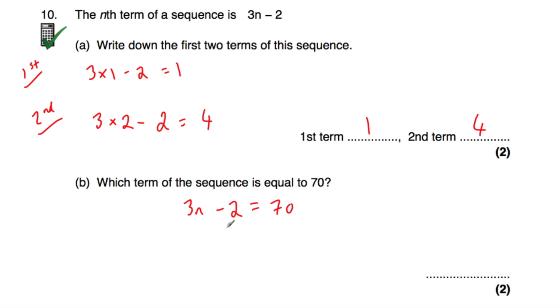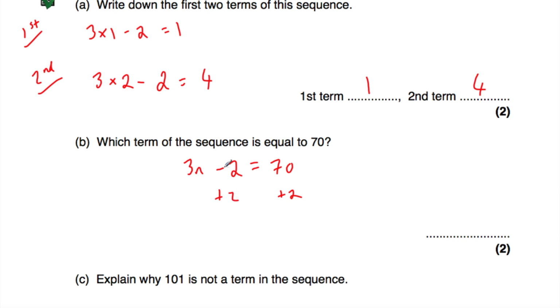So to get rid of this take away 2, we're going to do the inverse, which is add 2 to both sides of the equation. On the left hand side of the equation, we're adding 2 to get rid of the minus 2, so we're just going to be left with 3n. And then on the right hand side of the equation, we had 70, we're adding 2, so that would be 72. So we've now got the 3n is equal to 72.